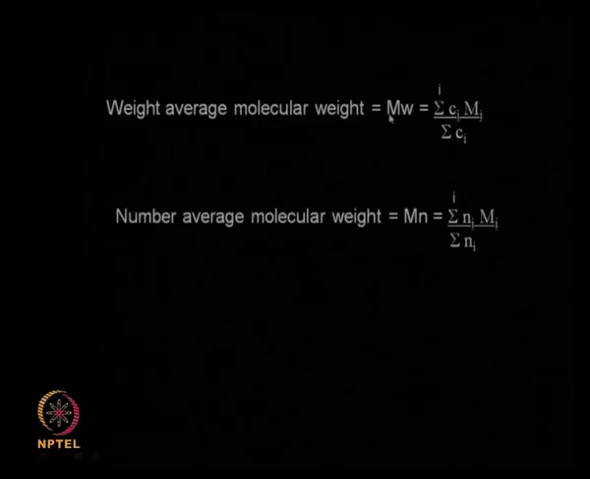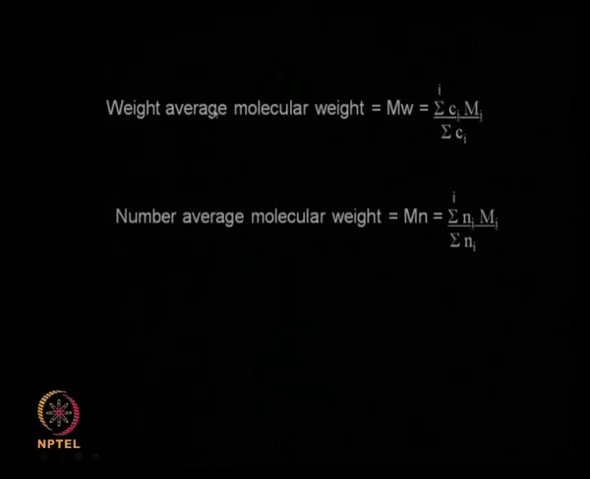That is called the weight average molecular weight, where C is the concentration. Similarly, you can have number average molecular weight, that means you have the number of same species having a particular molecular weight Mi. So here Mn, that is the number average molecular weight, is given by summation of n, that is the number having this molecular weight Mi. So summation of Ni Mi divided by summation of Ni.